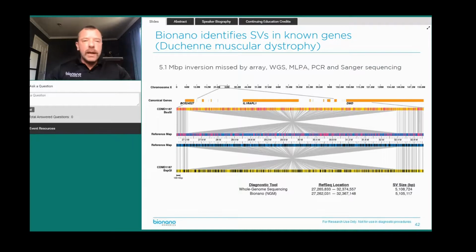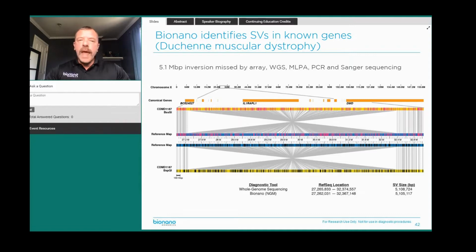I want to switch to genetic disease and finish up with a few more examples here. Here is a patient with Duchenne muscular dystrophy, a severe degenerative muscular dystrophy that affects boys because it's X-linked, and it's a very, very large gene, the largest gene in the human genome, really, with 79 exons.